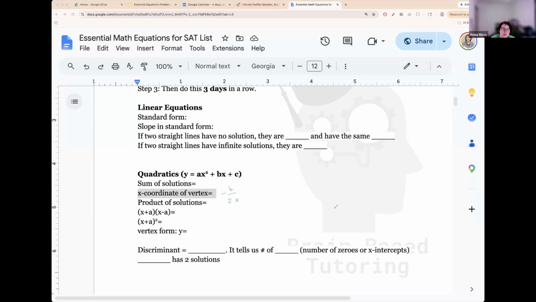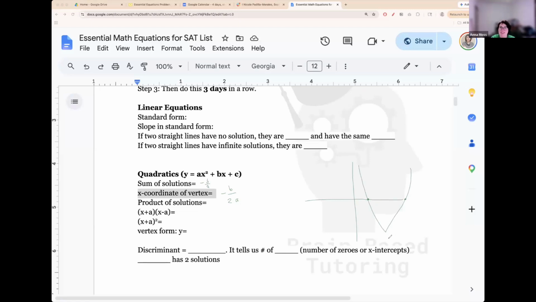So sum of solutions is kind of interesting. It's very similar to the x-coordinate of the vertex. It's negative b divided by 1a. And the reason why that works is because let's imagine we've got some graph and we've got two solutions here, and then we've got our vertex there.